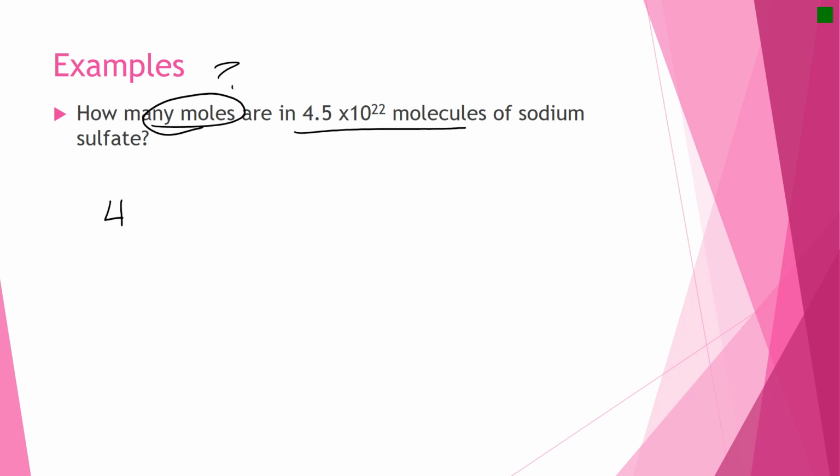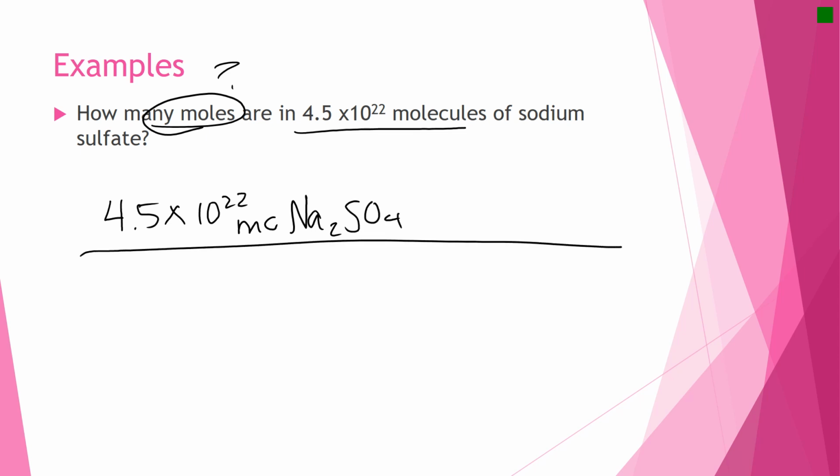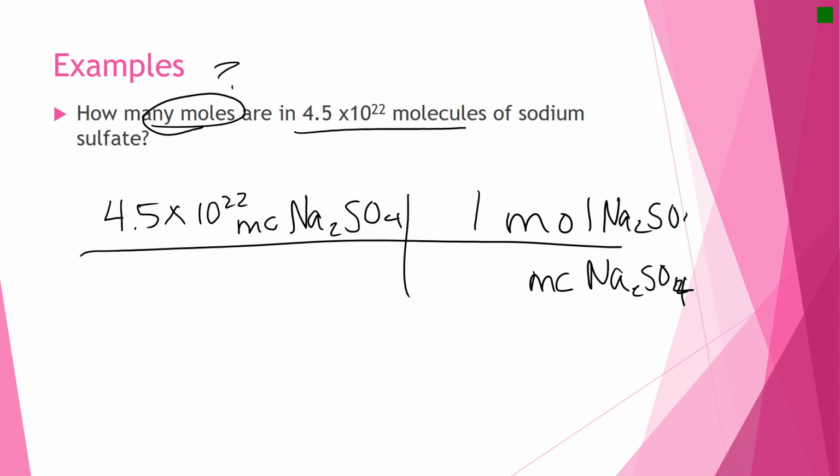So what we're going to do is 4.5 times 10 to the 22nd molecules of Na2SO4, which is sodium sulfate. And we are going to put molecules on the bottom. Molecules can be abbreviated MC. And then it's Na2SO4. And then 1 mole can go on top. And the conversion is 6.02 times 10 to the 23rd. And you will have to have that memorized.